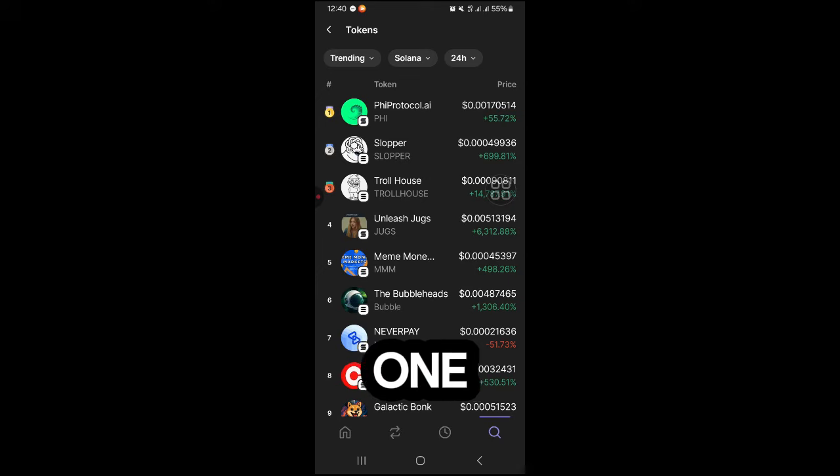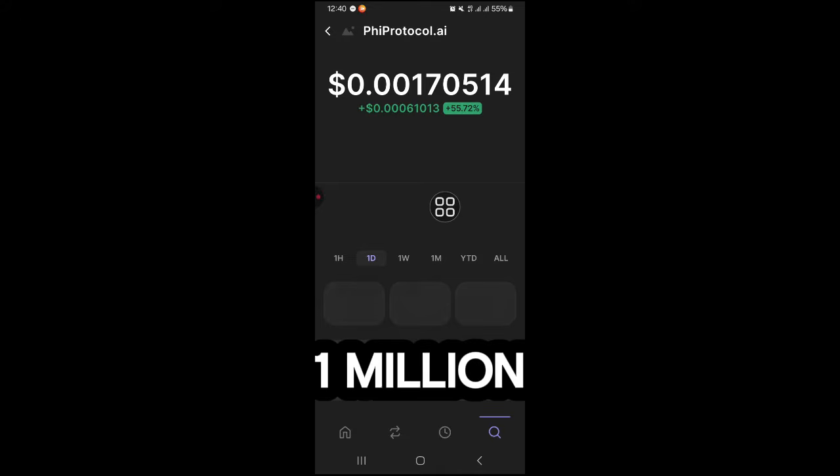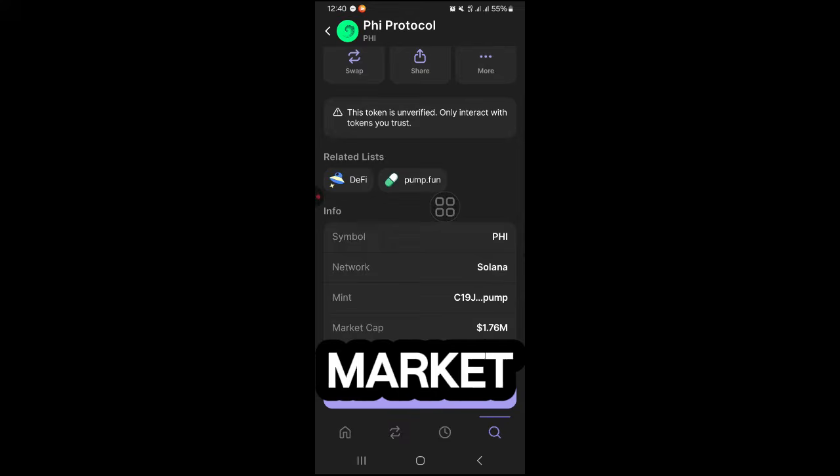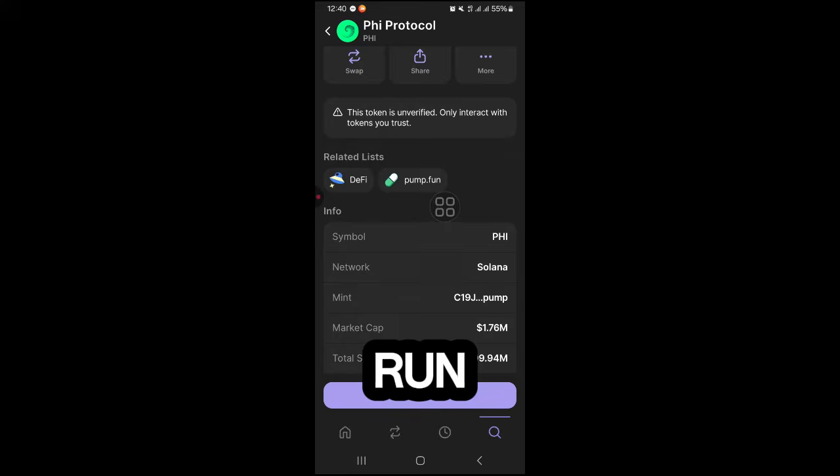Then this other one, let's see. I'm trying to get the ones that have not done the run yet. This one has over 6,000 holders. So, this first one, let me check. Market cap is low, below 1 million. It can actually be a very good buy, because coins that are below 1 million market cap, it is easy for them to run, you get.